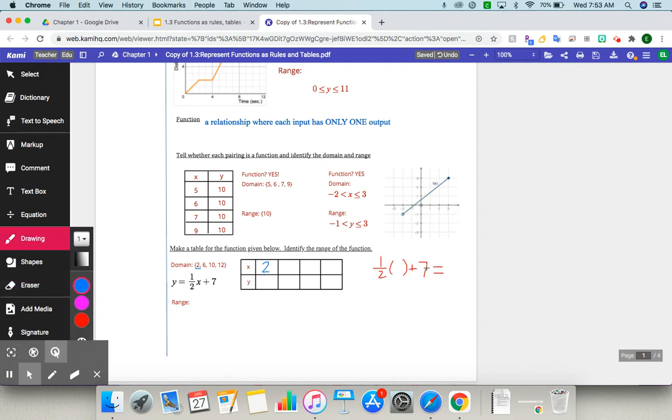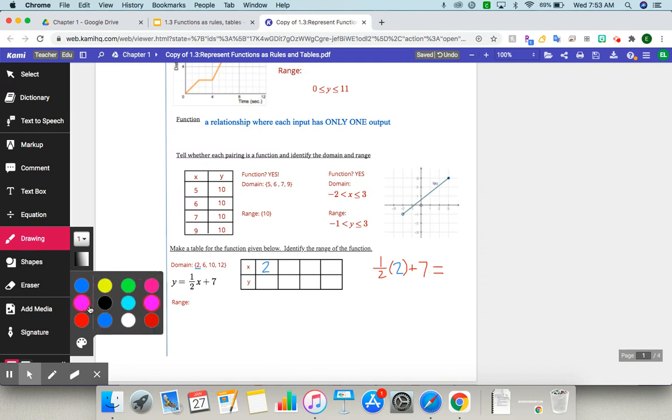So notice over here I've written the equation. I'm replacing x with 2, and then I can simplify this to figure out my y value. So 1/2 times 2 is 1, plus 7 gives us an output of 8. So one solution to this equation is the ordered pair (2, 8).